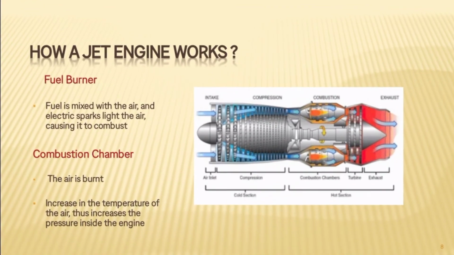Fuel burner. Fuel is mixed with the air and the electric spark lights the air, causing it to combust. Combusting chamber. The air is burnt. Increase in the temperature of air thus increases the pressure inside the engine.